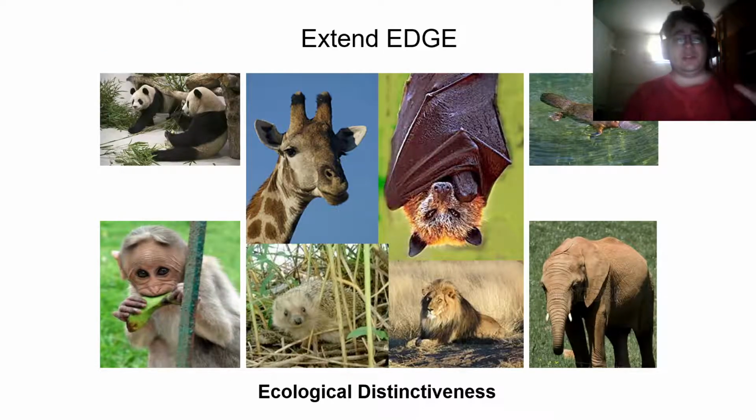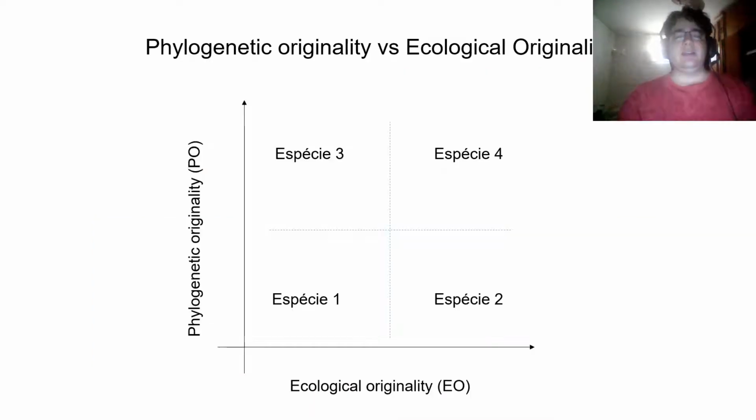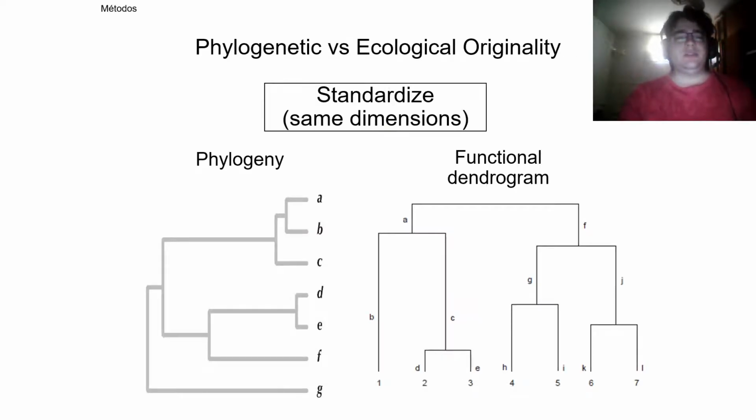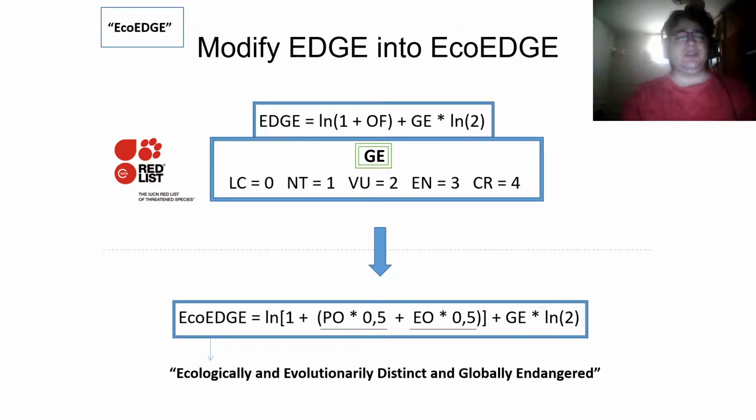Okay, but we wanted to extend the EDGE project to include ecological distinctiveness. So we wanted to conserve species that are both highly ecologically original and highly phylogenetically original. So first thing we had to do was to standardize, to put in the same dimensions, the functional dendrogram of species and the phylogeny of species. And after doing that, we modified the EDGE index into the EcoEDGE index.